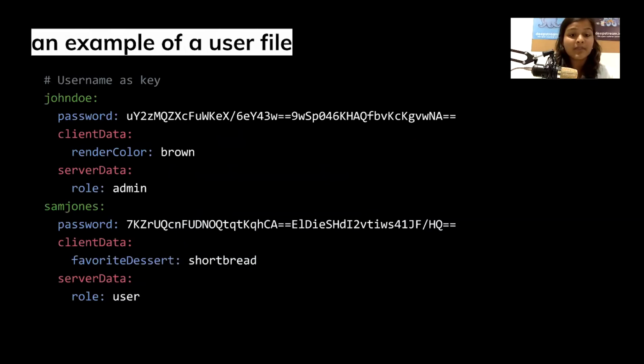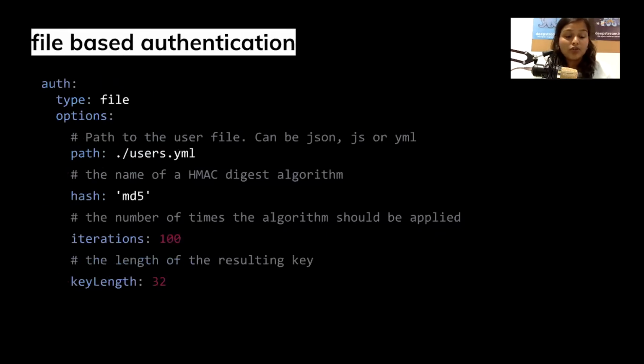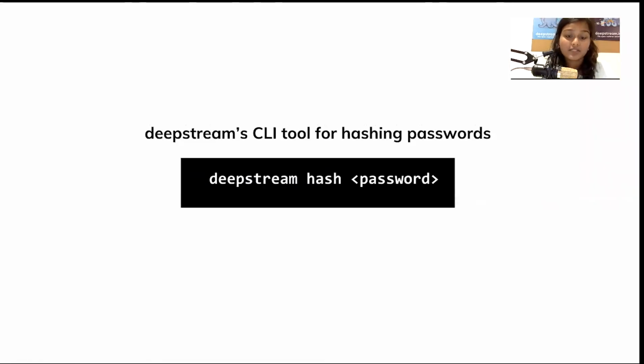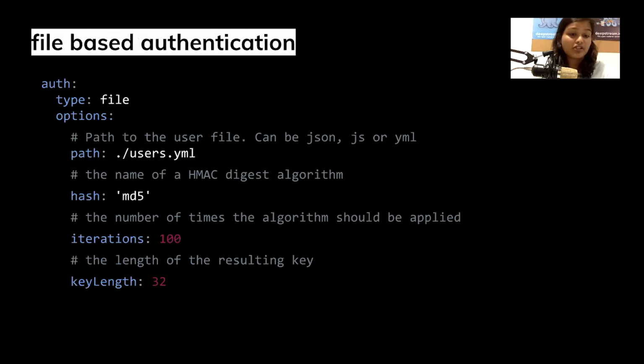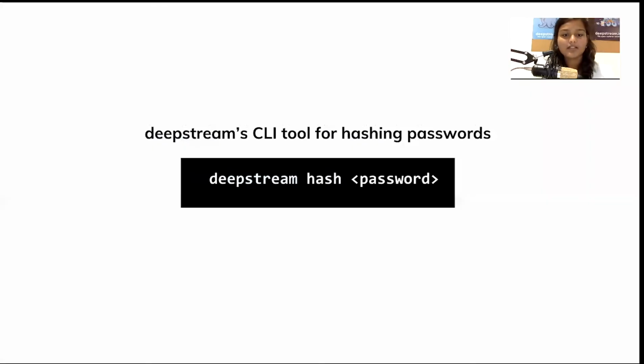And as you can see in the user file, the length of the hashed password is 32 bits. So how would you create this kind of a password? As I mentioned, Deepstream's CLI tool, which is inbuilt when you download Deepstream server using any of the package managers. If you go to the command line and say deepstream hash and give it a clear text password, it just returns a hashed password which has all the attributes which you mentioned here in the configuration file under the auth section, right?